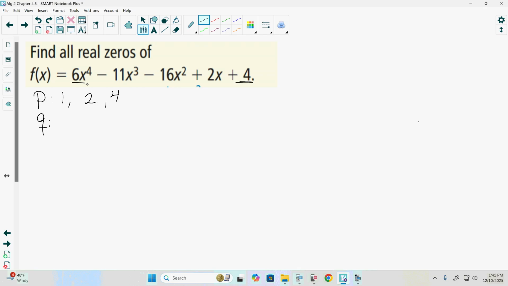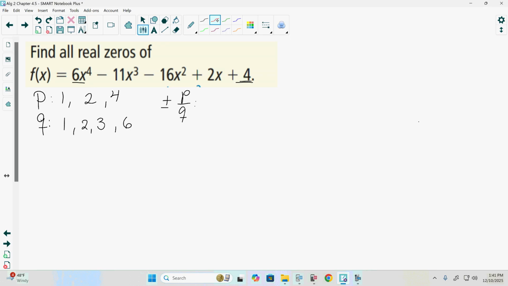Now, the factors of the leading coefficient, we're looking for the factors of 6, which is 1 and 6, or 2 and 3. So for this one, we do have more factors for the leading coefficient than constant term, and that is perfectly fine. Questions on how we found the factors, our numbers for P and the numbers for Q?